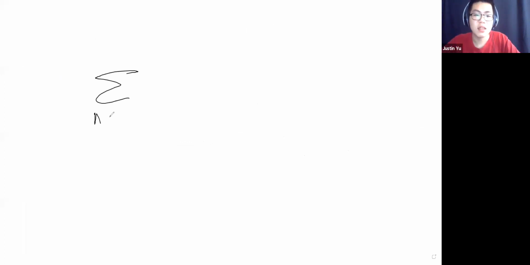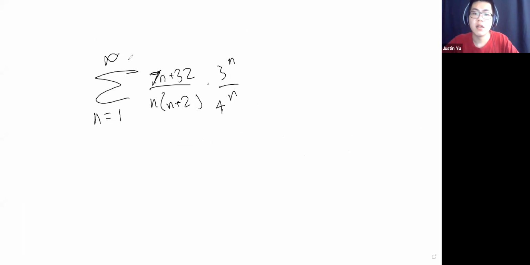And what are we looking at? The sum from n equals 1 to infinity of (7n plus 32) over n times (n plus 2), times 3 to the n over 4 to the n. So this is scary because we're combining a sequence of this type and a sequence of that type. The trick is we're going to have to focus on them one at a time. I define scary as in it scares me, because this is certainly frightening in the general case. We're going to have to hope that there is some trick that we can utilize.